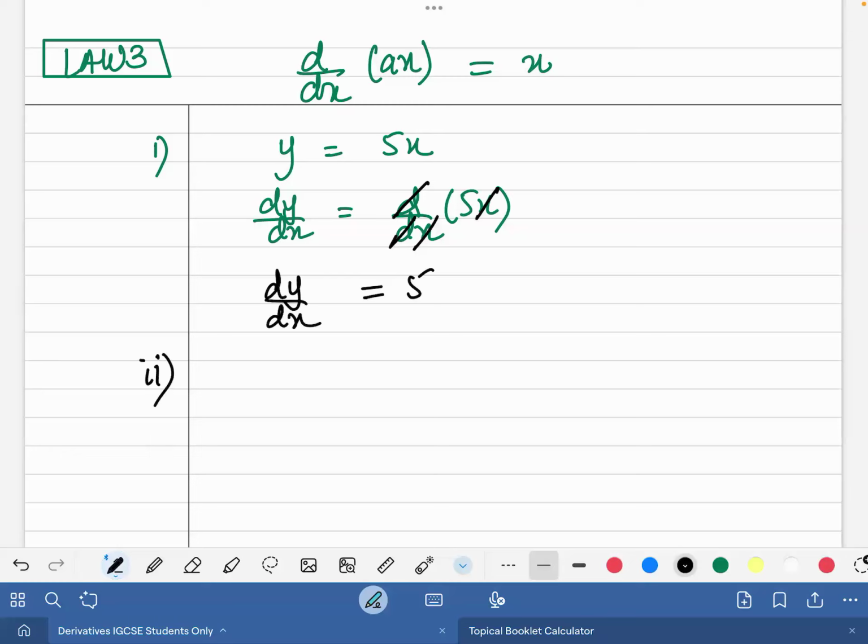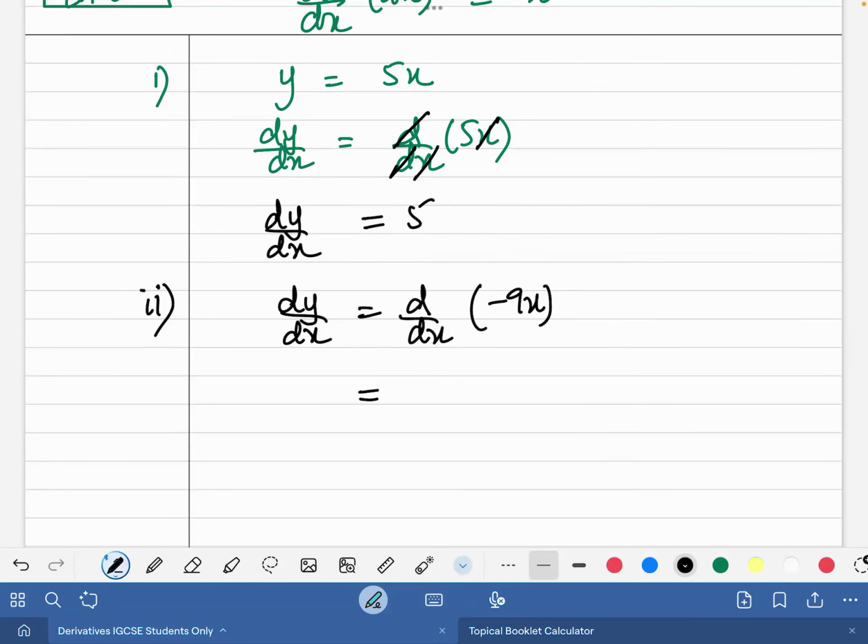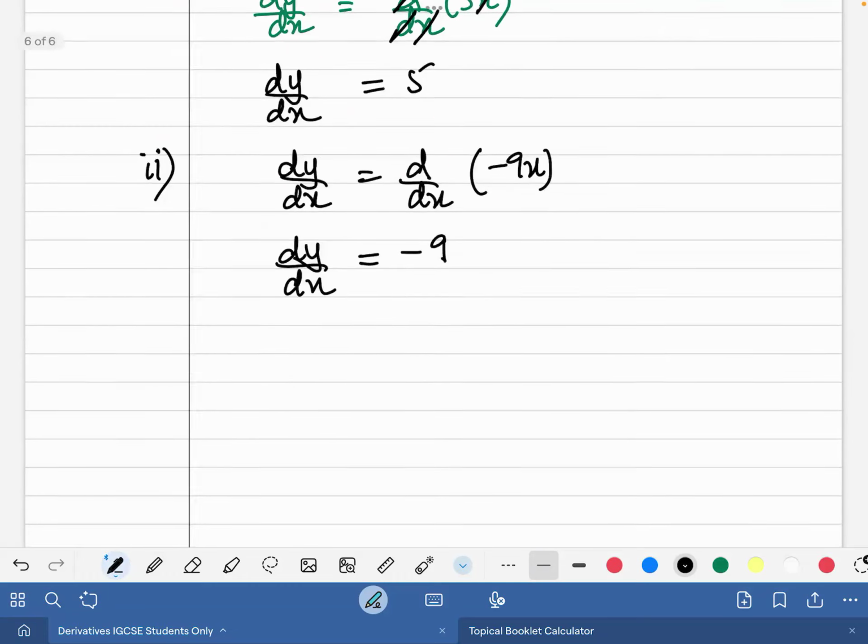Example number 2: dy by dx is equal to d by dx of, let's suppose, minus 9x. So what is the answer? Minus 9 is the answer. dy by dx is equal to minus 9.